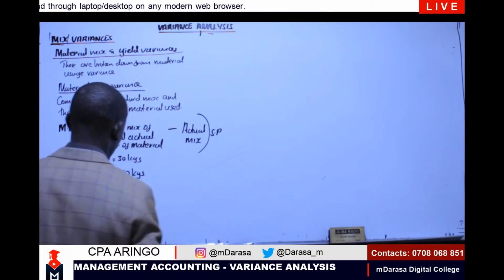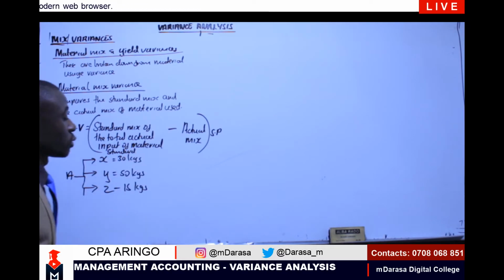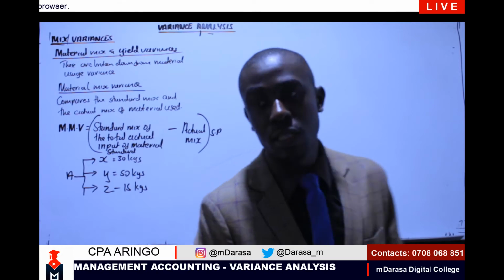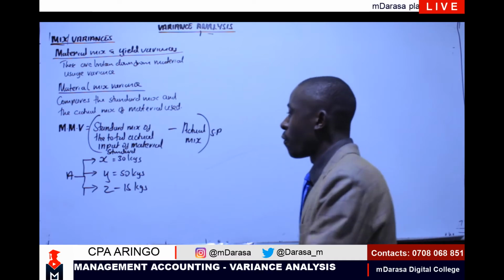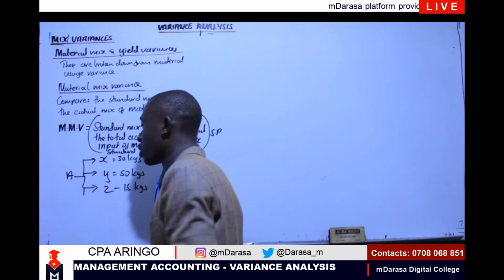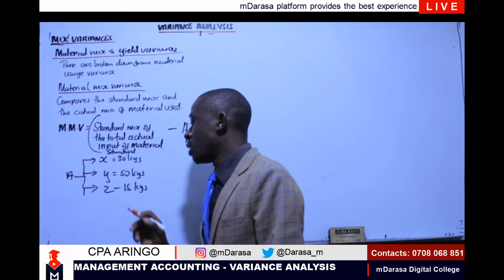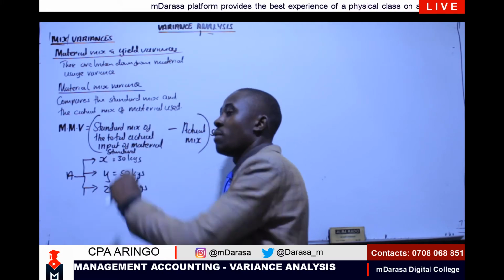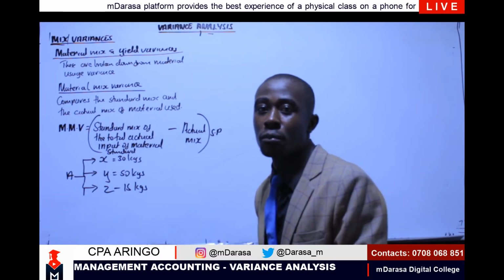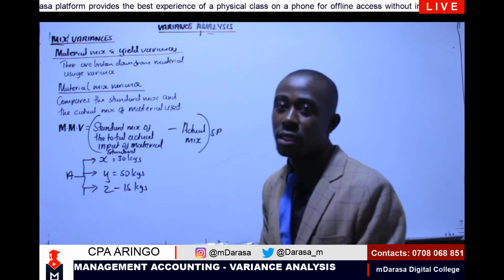So in our production, as we've said, this is what I had budgeted. This is our standard. Looking at this case, my good students, in producing this product we had budgeted to use 30 kgs of X, 50 kgs of Y, 15 kgs of Z. Whenever we're talking of the standard mix, I'm talking of the proportion. So we need to determine the proportion of each component to our final product.